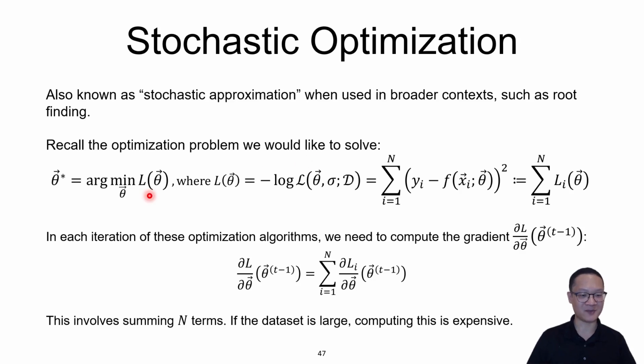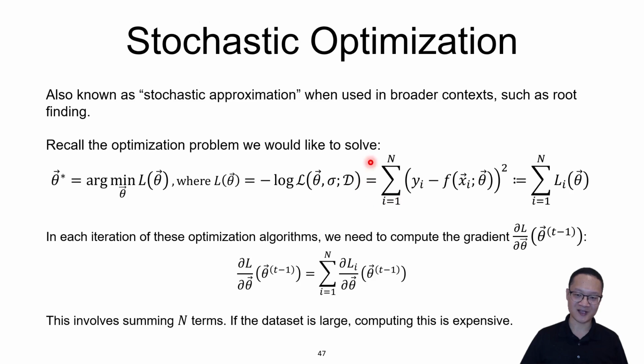Okay, so let's go back to the beginning. We wanted to minimize some loss function L of theta by choosing the best theta. And this loss function, at least so far, what we have seen is that the loss function is the negative log likelihood, and that turns out to be the same as the square loss. But you could use any loss function. This discussion is pretty general.